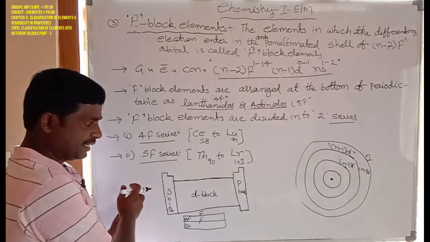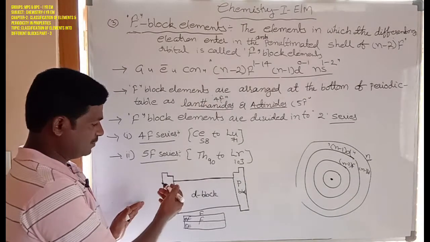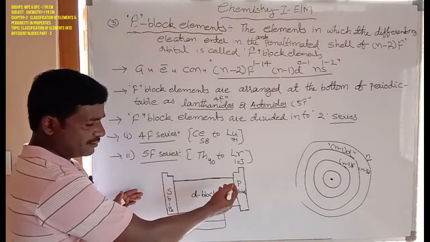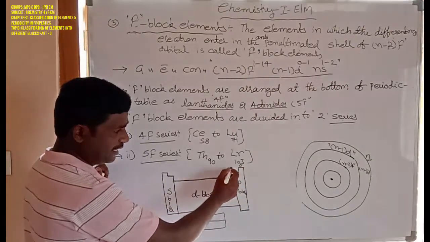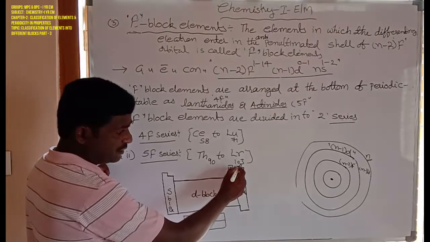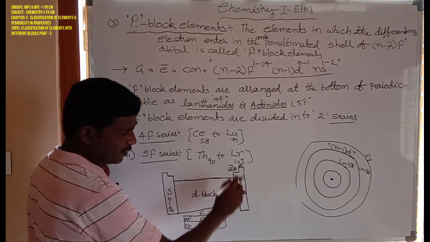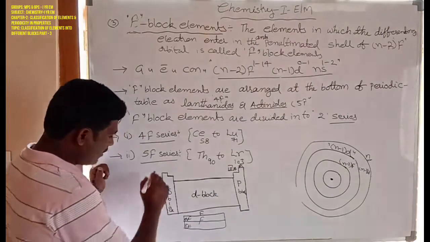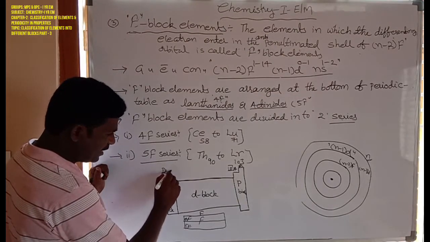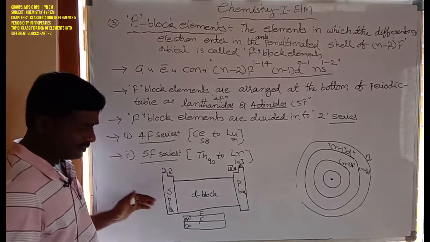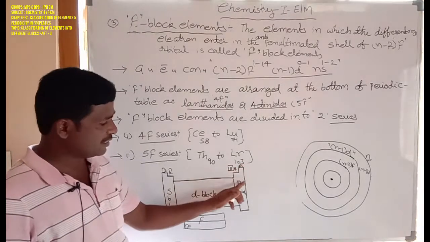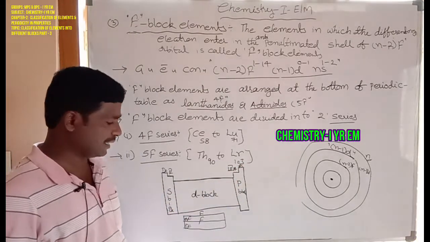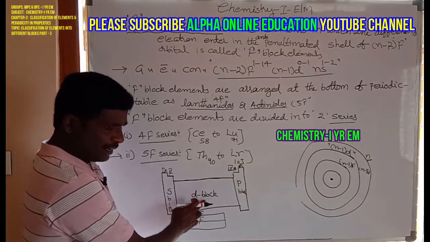On the left-hand side, from left to right, the last one on the right side is the 0 group elements. Third A to 8th or 0 group elements are called P block elements, and first A and second A group elements are called S block elements. The remaining, third A to 7th A and 0 group elements, are called P block elements. Next one, D block elements.